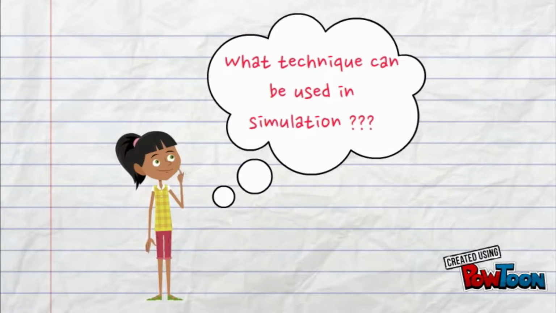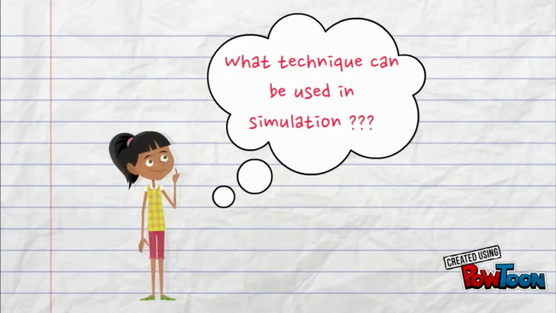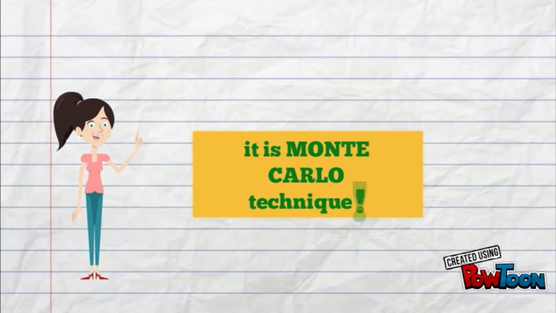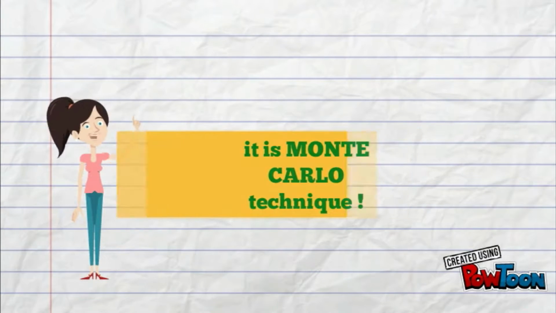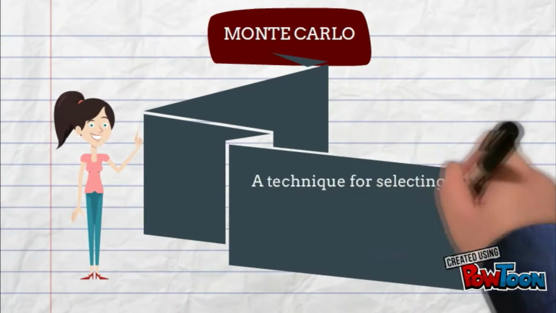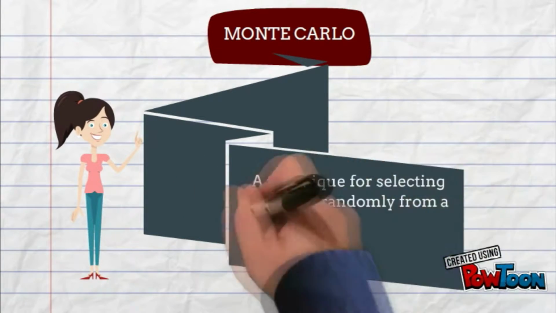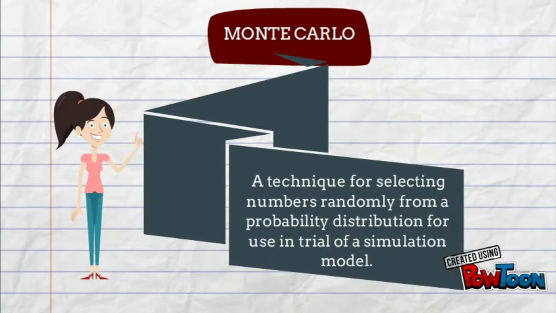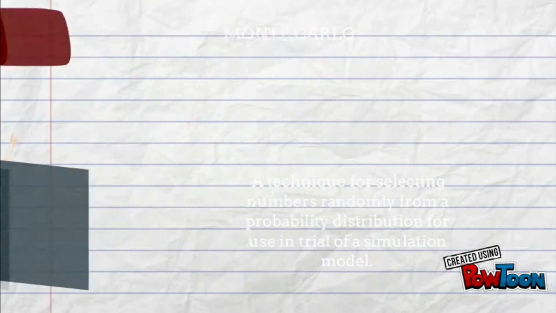What technique can be used in simulation? It is the Monte Carlo technique. Monte Carlo is a technique for selecting numbers randomly from a probability distribution for use in trial of a simulation model.